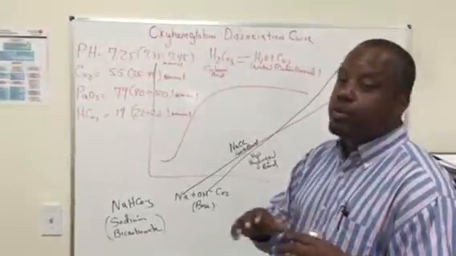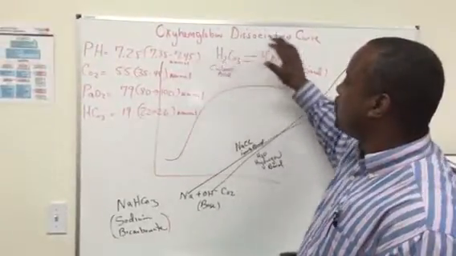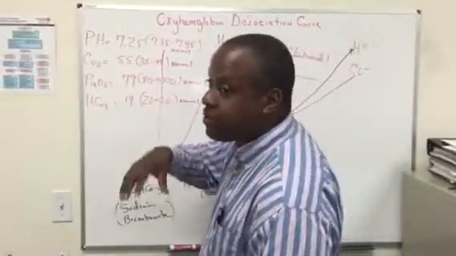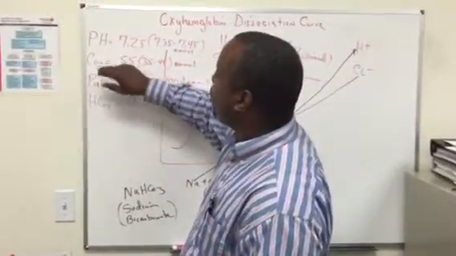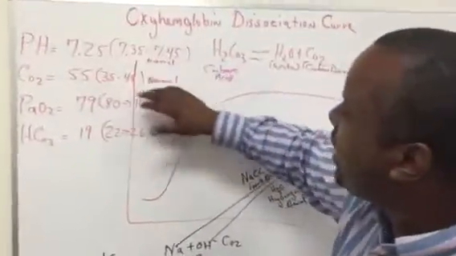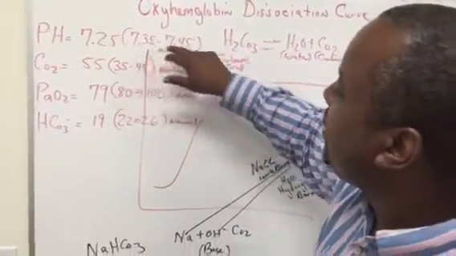Today I'm going to do a brief tutorial about the oxyhemoglobin dissociation curve. So let's say we did an ABG. We had a patient that was in respiratory stress, we did an ABG. We see that the pH is 7.25. The normal values are here in the bracket. The normal value should be 7.35 to 7.45.